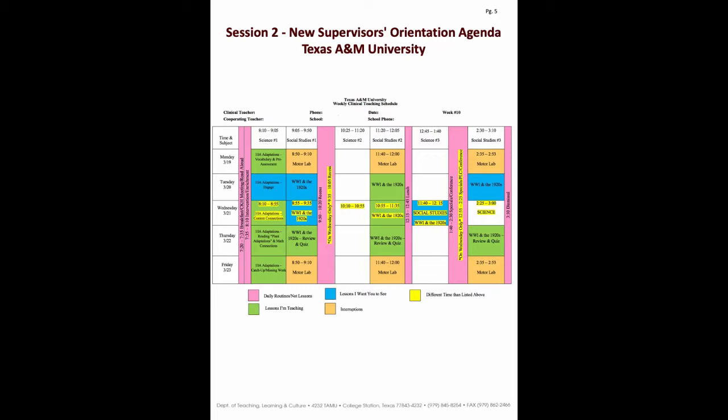In this example, the lessons that are taught by the clinical teacher at a time different than the time recorded at the top of the column have the correct times typed inside of the proper boxes and are highlighted in yellow. Note the 6 boxes on Wednesday where this occurs.